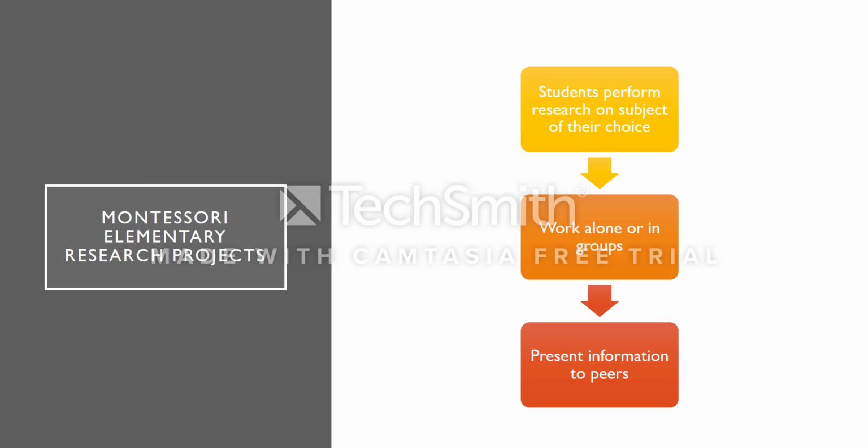One of the key aspects of a Montessori elementary classroom is the research projects that they do. They get to choose a subject that they're interested in and perform research and create a presentation or report on that research. They are able to work alone if they choose, or in groups of up to 4 students if they choose. And then they do need to present this information to their peers either through a poster, a presentation, some sort of creative project, or a report if that's what they choose.